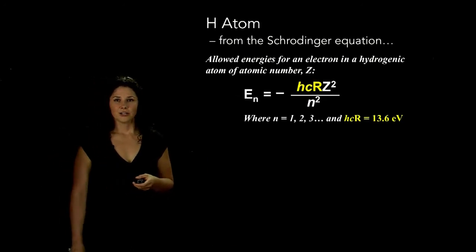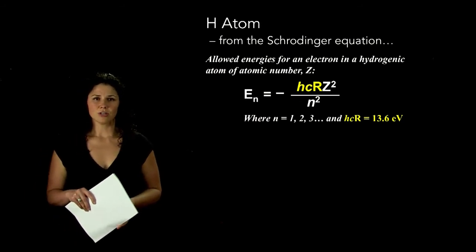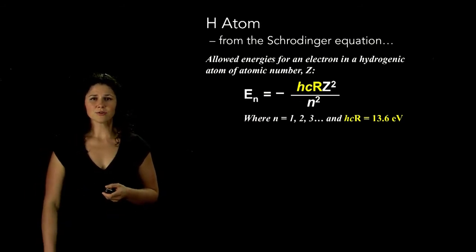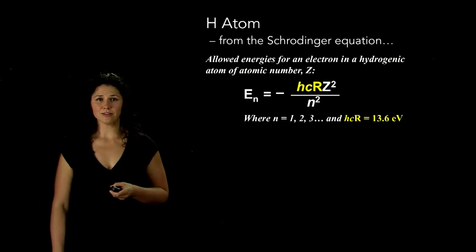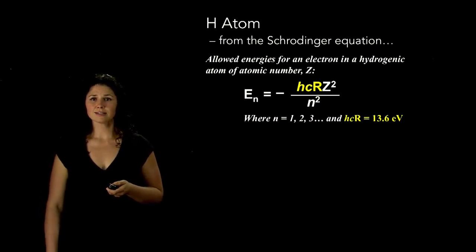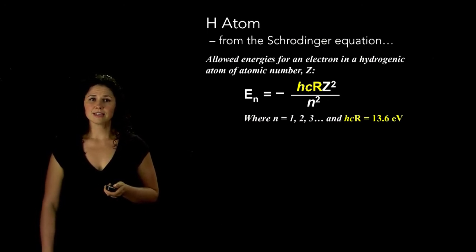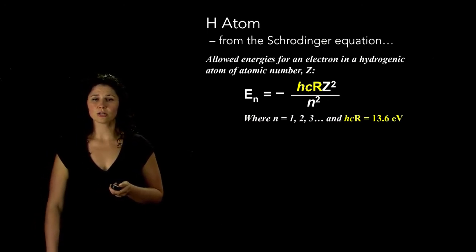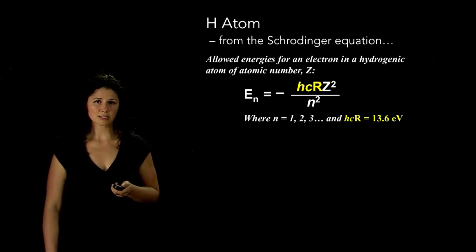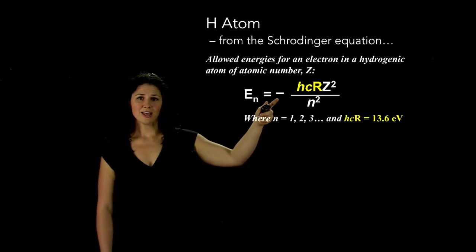So about that energy term, the allowed energies can be found through this equation. And so this is E of n. So n is any shell number, so any integer. And it's equal to negative hcR z squared over n squared. So n is your shell number, and z is the charge of the nucleus, so a positive charge of the nucleus. You'll see this with a negative sign here.